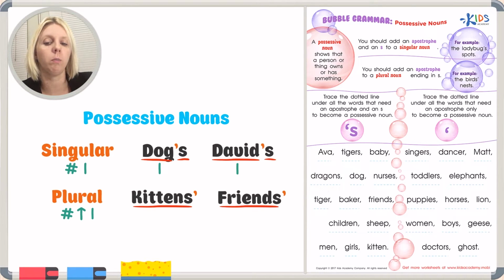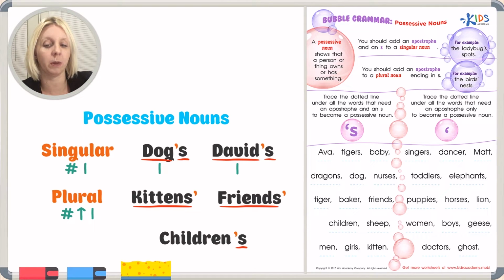Now I'm going to talk about one more kind of plural noun, but this one's a little bit different. Here is an example of the word children. If we're talking about children, we're talking about more than one, but this particular kind of plural noun does not have an S on the end. So if I was talking about books that belong to children, I would still use apostrophe S, or children's books.